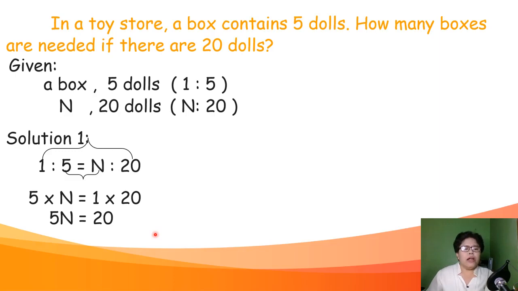Okay. Now, hanap natin ang value ng n. So, dapat ang n dito ay maiiwan. Mawala dapat yung 5. Para mawala yung 5, edi i-divide natin yan by 5. Okay? And then, ito rin, divide natin by 5.